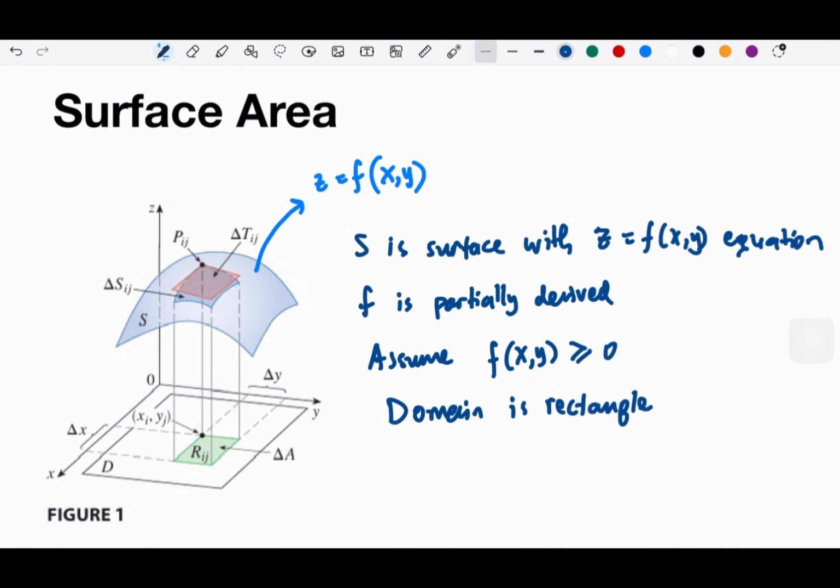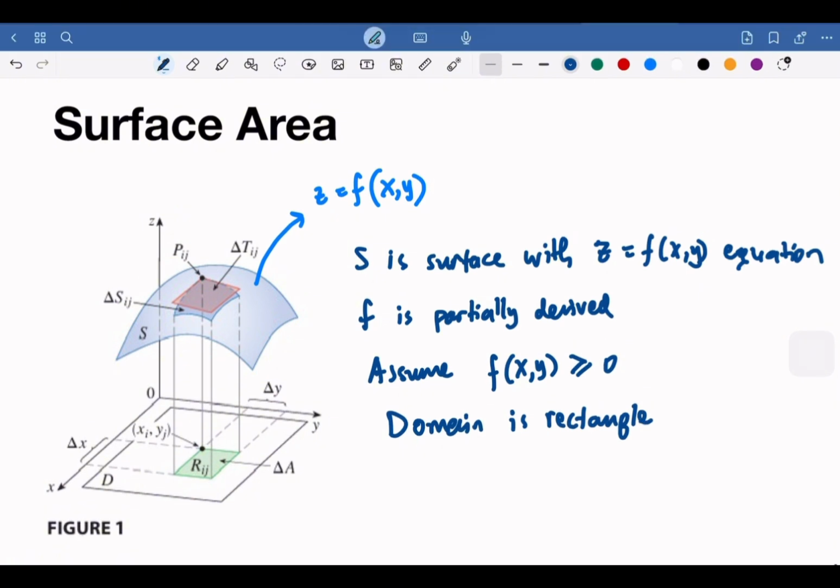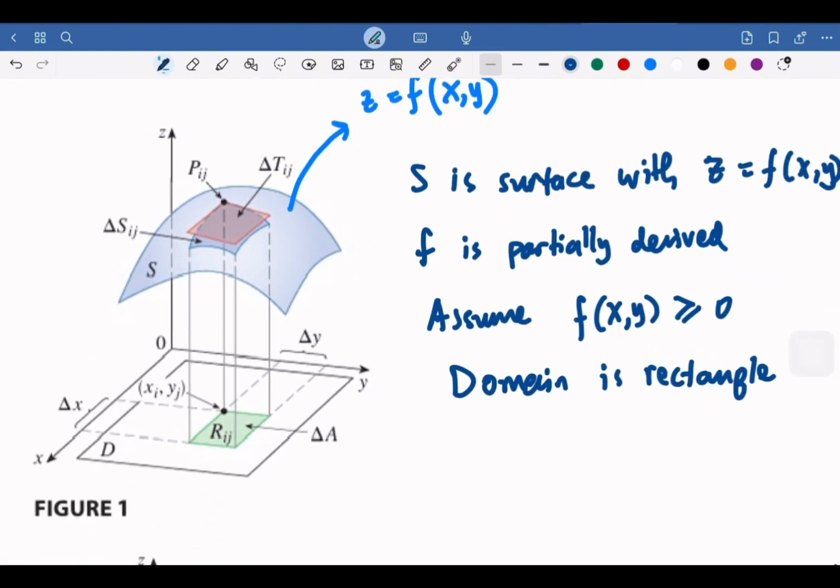We will continue later on for the surface area. So assume the domain is a rectangle. We can also write, based on the picture here, that we have some small pieces projecting to the rectangle domain, which on the surface part will be our tangent plane. So this will be a tangent plane here.